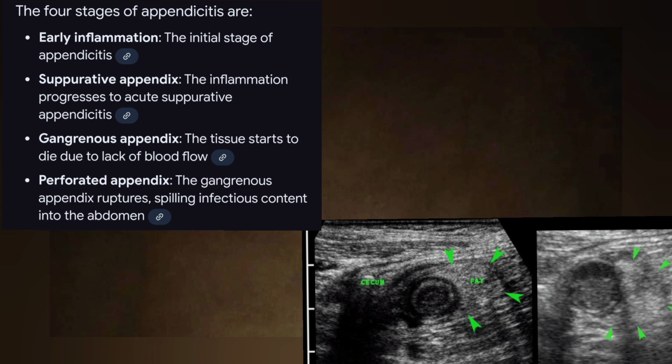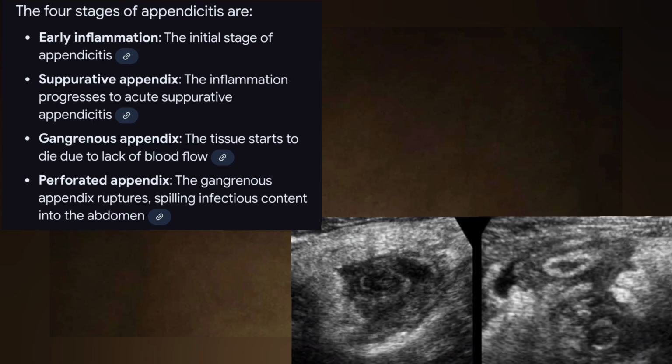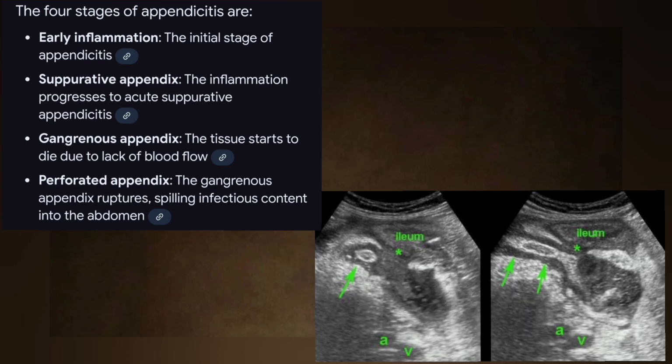the appendix lumen is filled with the fluid. However, the lumen is intact, but due to the excessive filling of the lumen, this will convert into the third stage, which is called the gangrenous appendix, in which the tissue starts to die due to the excessive pressure on the walls. This pressure causes the lack of flow of the walls, and the tissue will die.